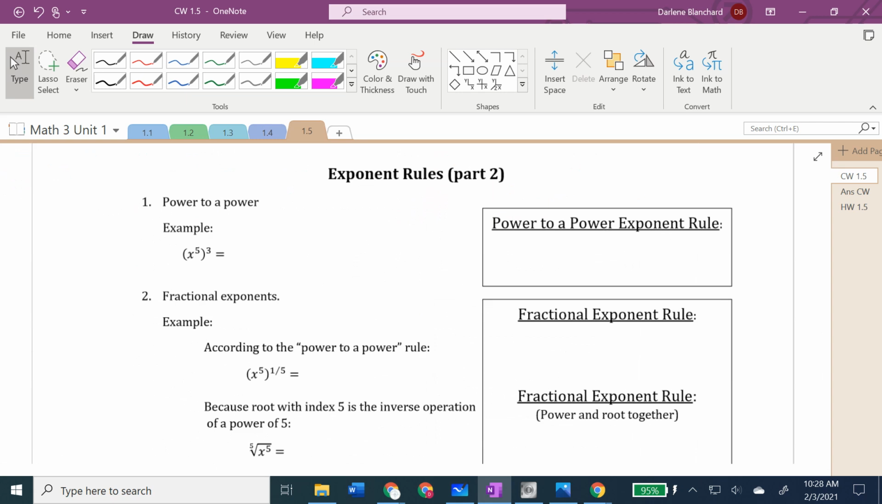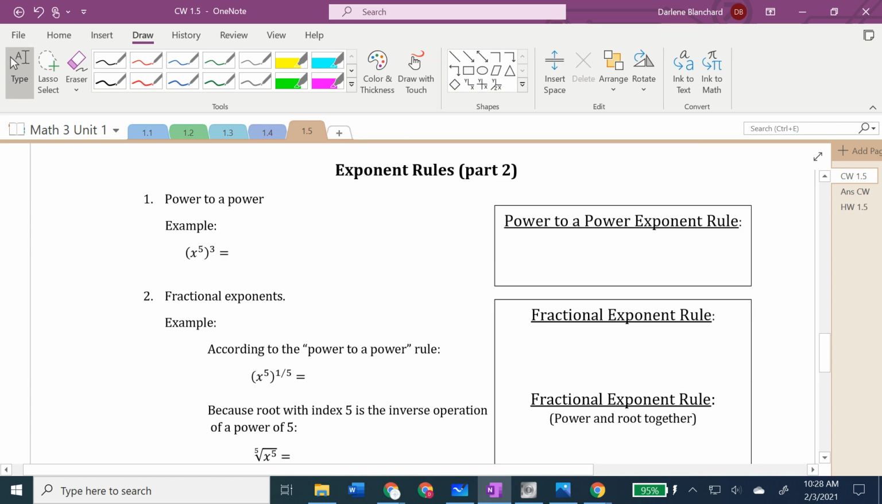The other thing that I need to go over with you today is a part 2 on exponent rules. And you have seen this first one before. I'm giving it to you on a day separate from the part 1 for a reason.